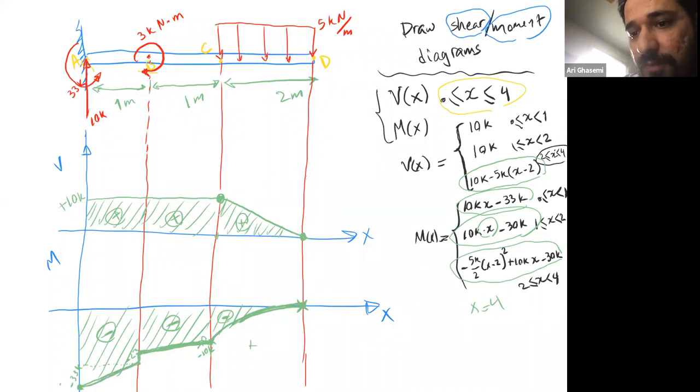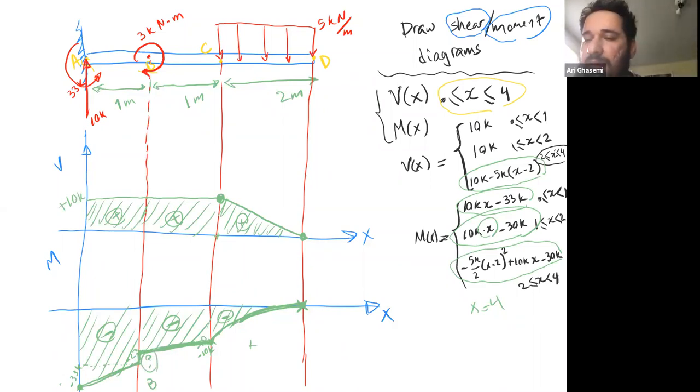Why do you have a jump here at point B? Here you see you have a jump. Why? Waiting on a response. Exactly. Thank you.